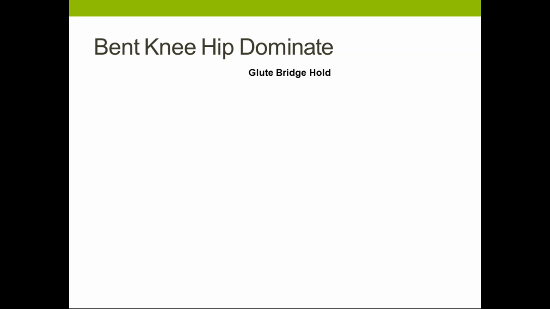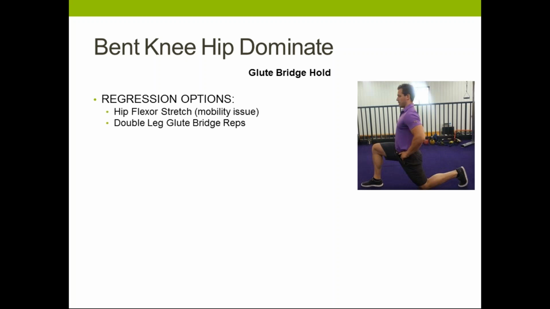Bent knee hip dominant, that would be something like a glute bridge hold. So this one, I'm going to walk you through because this one might be tough for you guys. As far as the regression goes, a lot of times the first starting point is that glute bridge hold, right? Sometimes though, just so you know, their glutes will not continue to fire when they're holding it because they're weak. So what happens is you actually have to do reps with them, okay?